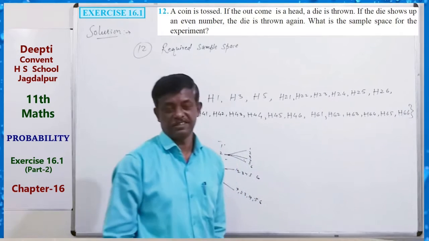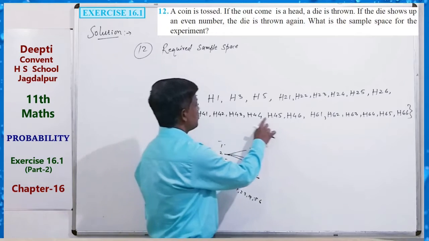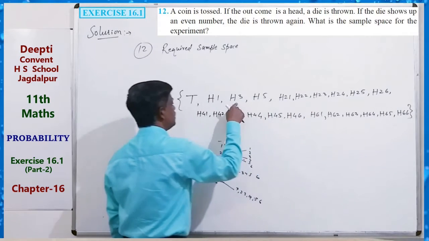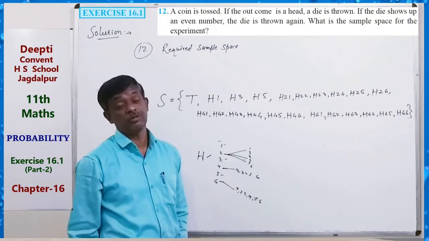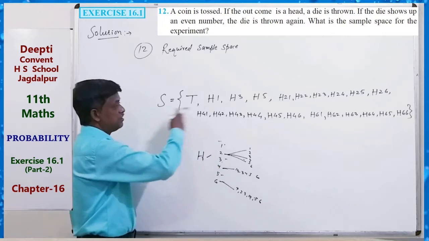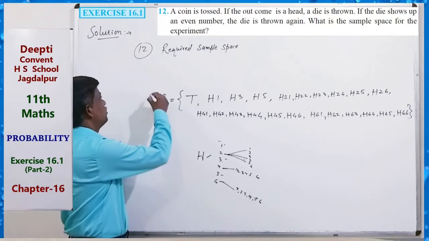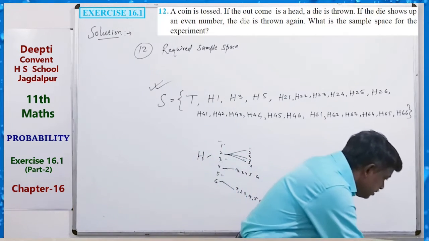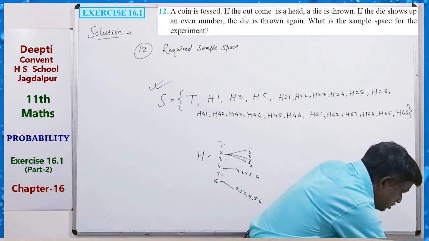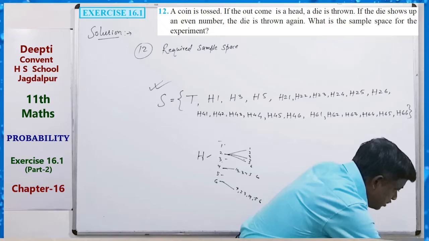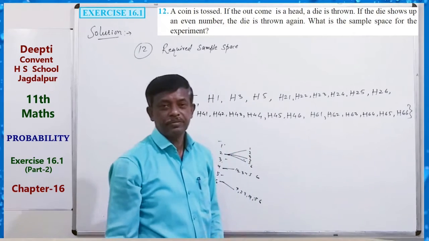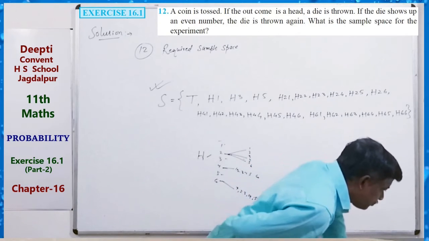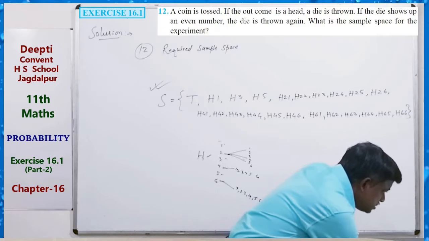These are up to H66. How many elements are there? 1, 2, 3, 4, 5, 6, 7, 8, 9, 10, 11, 12, 13, 14, 15, 16, 17, 18, 19, 20, 21, 22. 22 possible outcomes are there. They are written in set notation. This is our sample space. Okay. For question 12, 22. Clear? So this is the sample space.